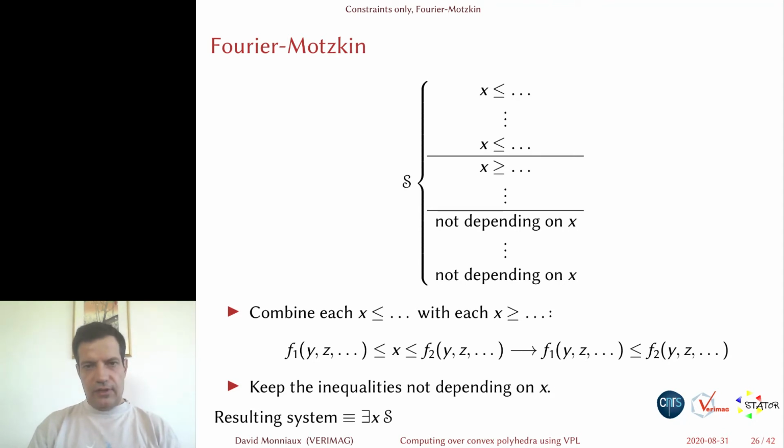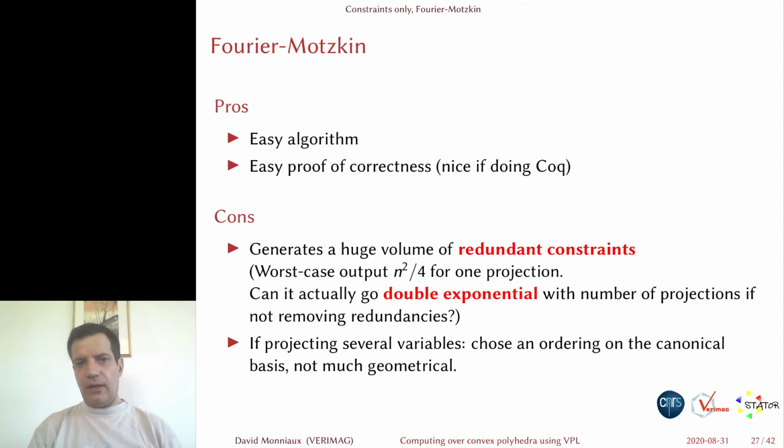What is the difficulty of that? Well, the algorithm and the proof of correctness of that algorithm are simple, but this algorithm generates a huge volume of redundant constraints. The worst case output of one step of Fourier-Motzkin projection happens when half of your constraints have x positively, half of your constraints have x negatively, and then, if n is your number of constraints, you get n squared over 4 constraints after that. So it seems that you could be squaring the number of constraints at every step.